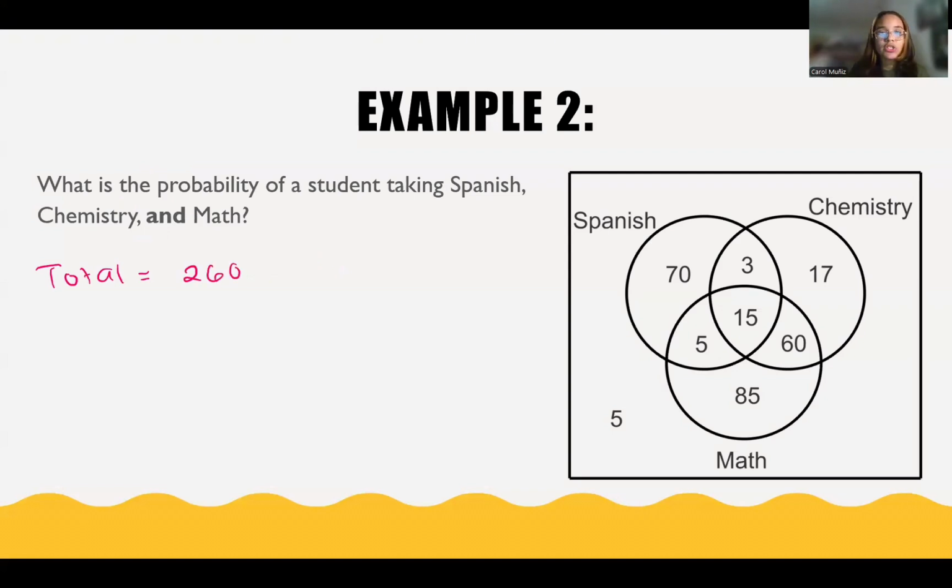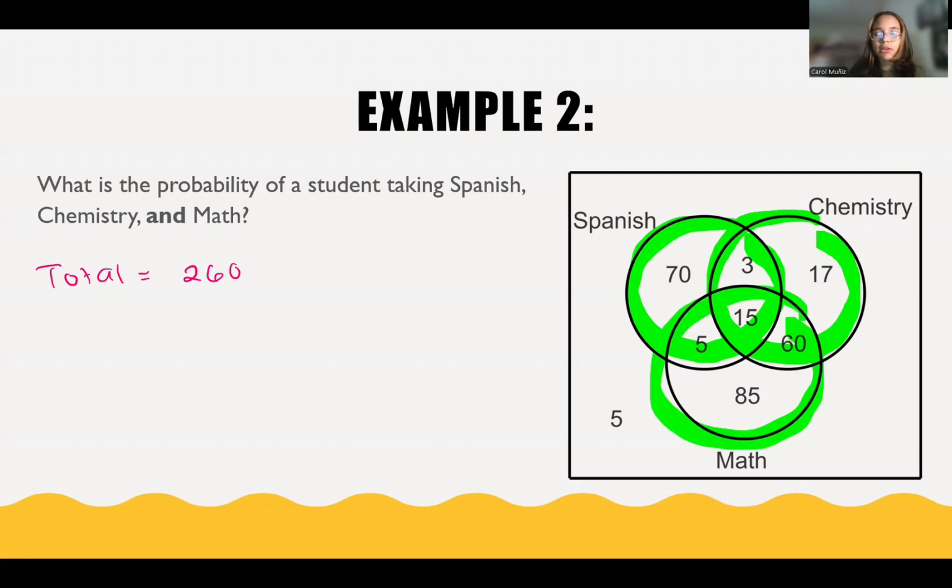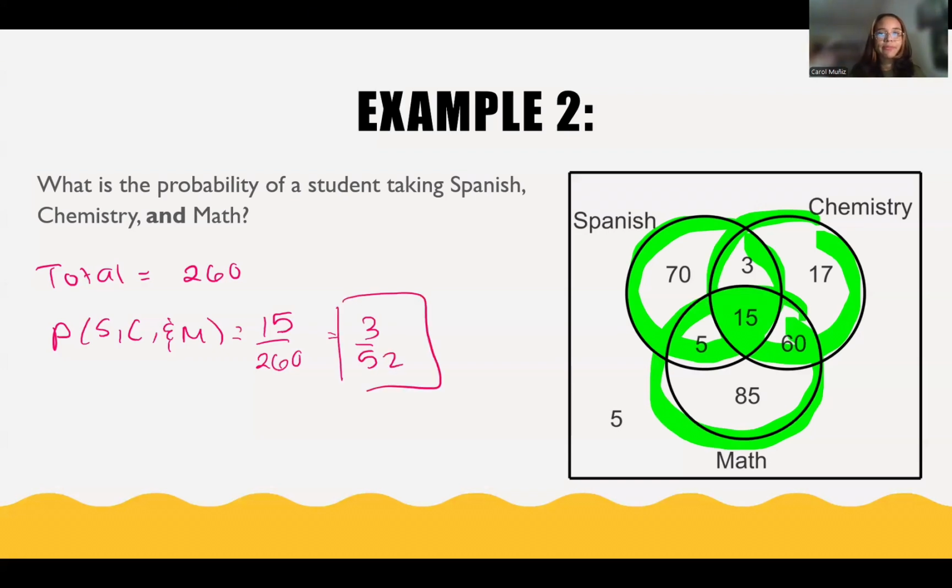Now I want to find the intersection of these three circles. The students that have taken Spanish, chemistry, and math class, their intersection is going to be these 15 students in the middle that have taken all three of these classes. So the probability of a student taking Spanish, chemistry, and math is going to be 15 over 260, and that fraction simplifies to 3 over 52. So this is going to be the probability of a student taking Spanish, chemistry, and math.